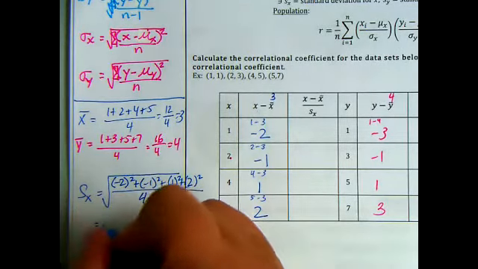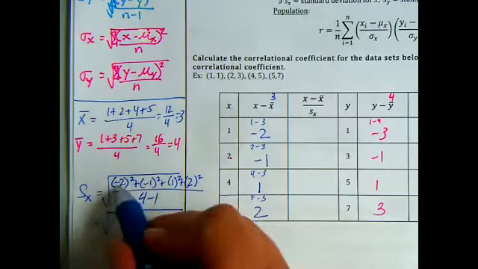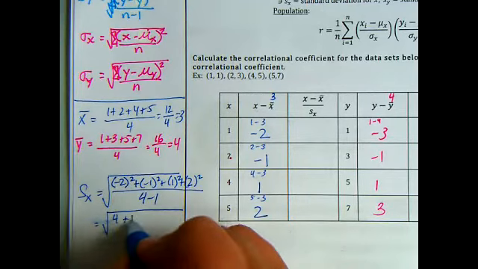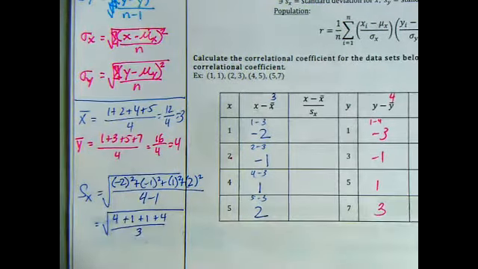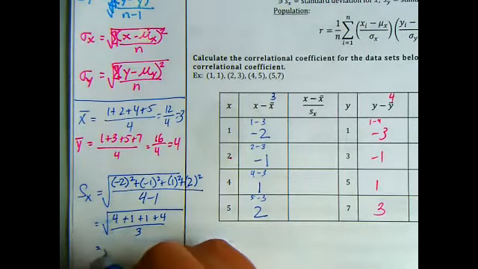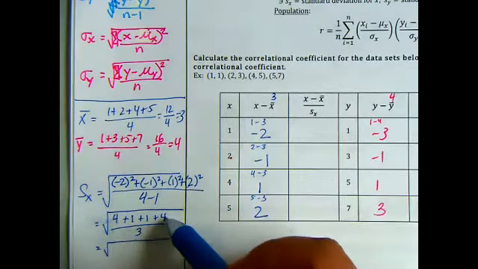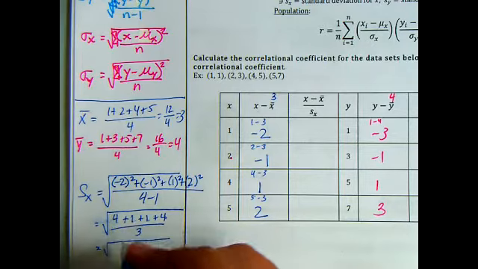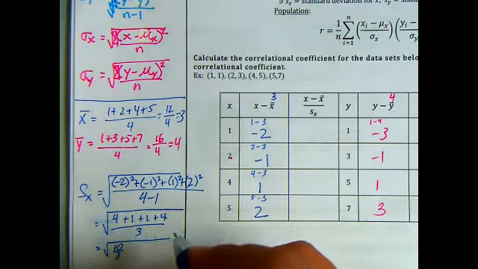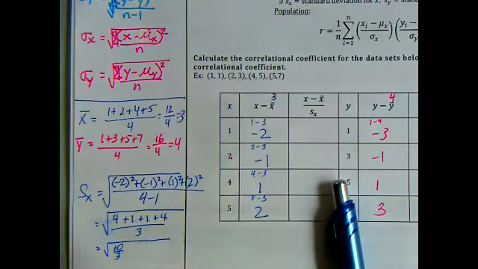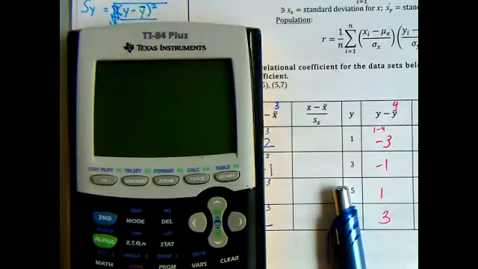So then we just go through and we simplify as we go. So this is going to be 4 plus 1 plus 1 plus 4 divided by 3. Okay, well, 4 plus 4 is 8 plus 1 and 1, that's 10 divided by 3. So the square root, so then I take my calculator, which I don't know where I put.